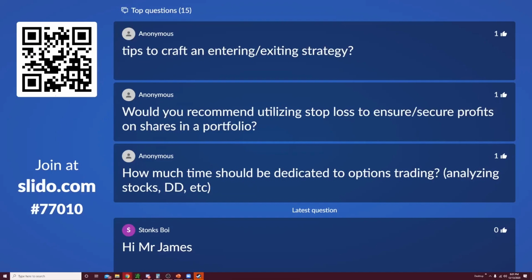Okay, tips for crafting an entry and exit strategy. This is a pretty big question, pretty loaded. Reach out to the trading floor and type it in, and we'll get back to you on this one.